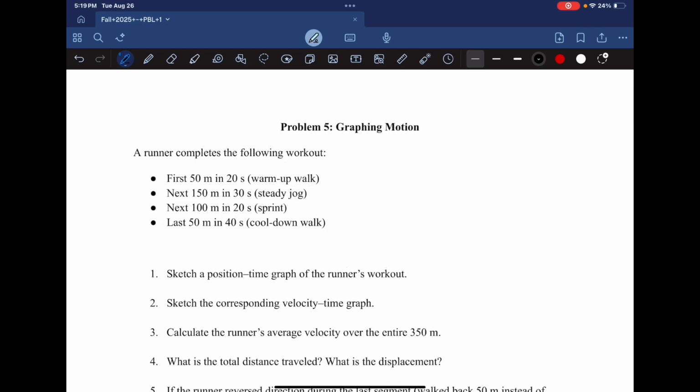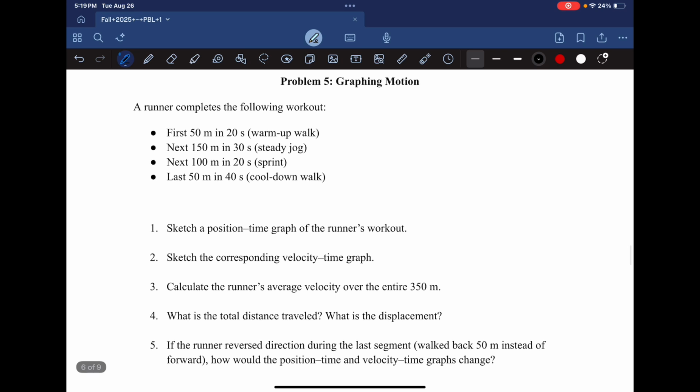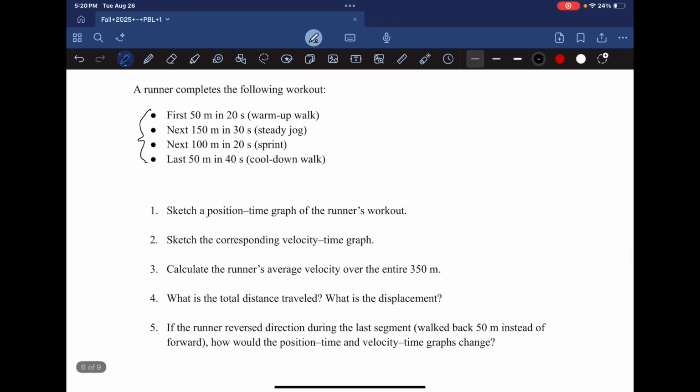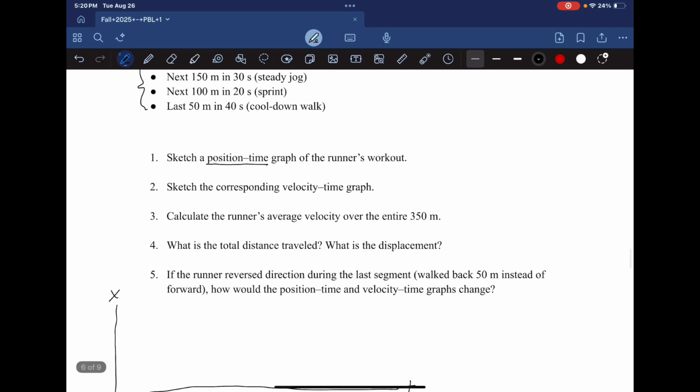Okay, so for problem 5, we're going to create some motion graphs. So I'll let you go ahead and read this information, pause and read that. The first thing we want to do is to sketch a position versus time graph of the runner's workout. So say time is here on the x-axis, and position, we'll just call our position x on the y-axis.